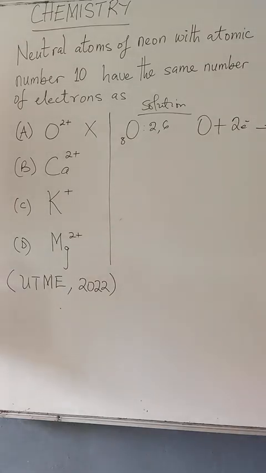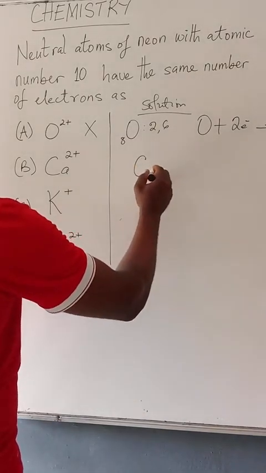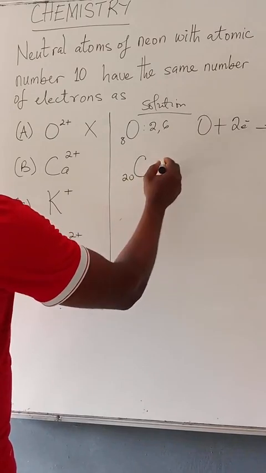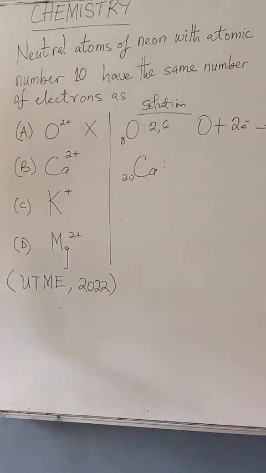Then let's come to the calcium ion, option B, Ca2 plus. In the modern periodic table, what is the position of calcium? Calcium has the position 20. It is element number 20. In that case, calcium can be represented as Ca, atomic number 20. That means it has 20 electrons.